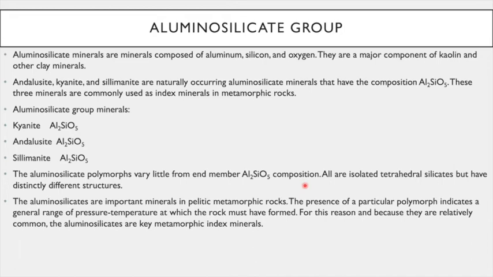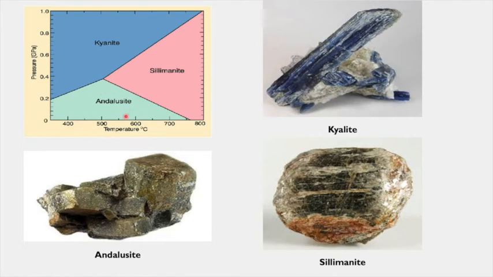All are isolated tetrahedral silicates but have distinctly different structures. The aluminosilicates are important minerals in pelitic metamorphic rocks. The presence of any of them indicates a general range of pressure and temperature at which the rock must have formed. For this reason, and because they are relatively common, the aluminosilicates are key metamorphic index minerals. They form at different temperature and pressure.